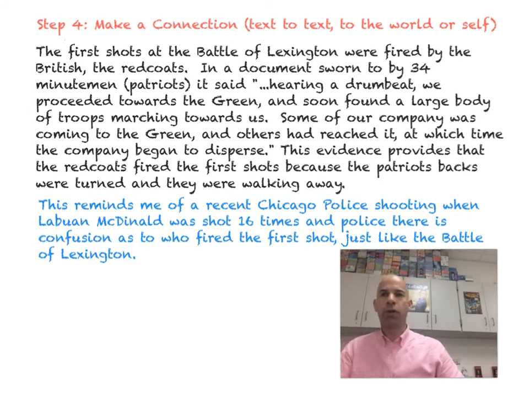Now, step 4 is really important because this is one of our standards, and it's going to be a standard that is going to be in every single one of our units. It's not enough for you guys just to be able to find evidence to prove an answer, but you are expected to connect what you're learning to other historical events, either another historical event happening in the world or even in our city, to another historical event that you read about in another book or a magazine or even in a video, or to an experience that you had yourself.